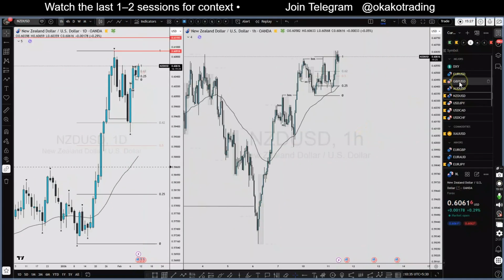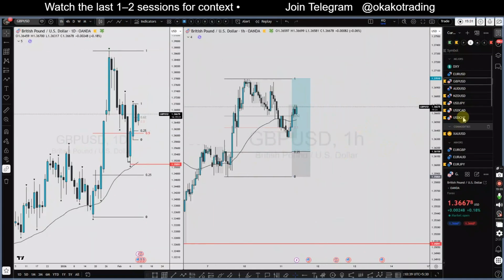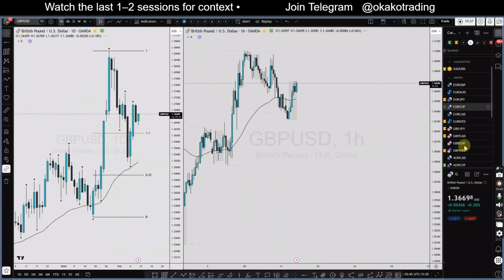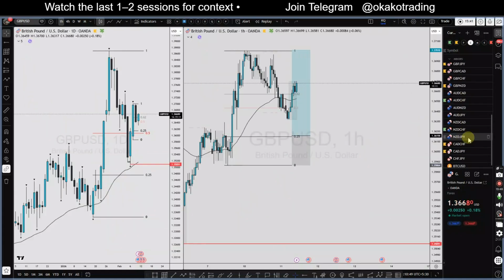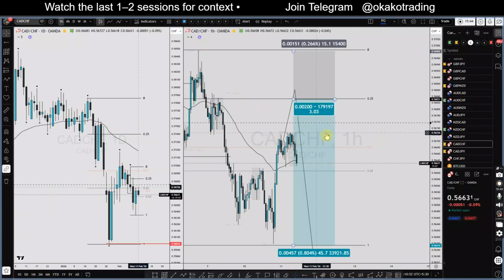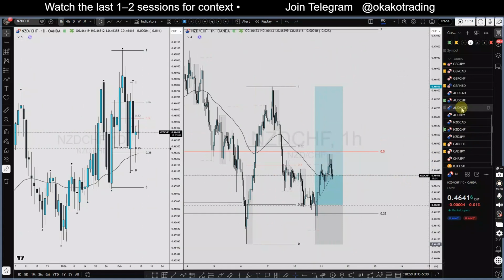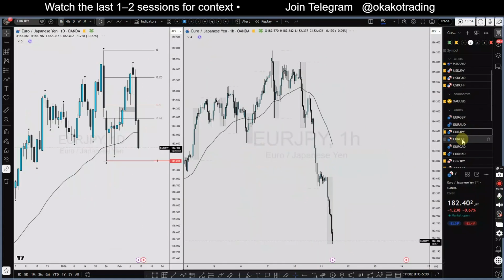I'm gonna actively monitor GBP USD for the session because I have my pending order around this level. I'm looking for longs in GBP USD. I also have a pending order in CAD CHF. I'm looking for shorts in CAD CHF, and I'm holding my NZD CHF long position. So yeah, that's it for the session. I'm gonna keep these pairs.